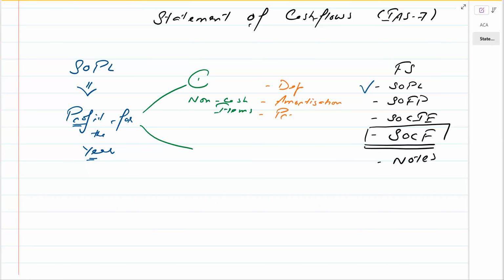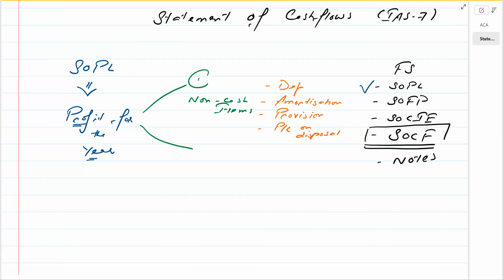Similarly, we have the provisions. The provision is recorded when the outflow is probable. So when the outflow is probable and has not yet taken place, you have recorded the provision as an expense and a liability. So again, this is a non-cash item. Similarly, we have the profit or loss on disposal, which is the difference between the carrying value and the proceeds. So you see that there are non-cash items included within the profit in the statement of profit or loss. That is why we cannot say that this profit is cash.